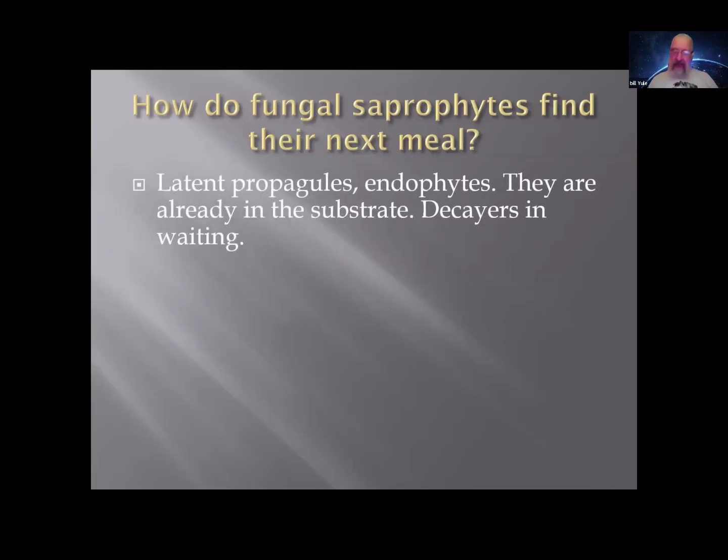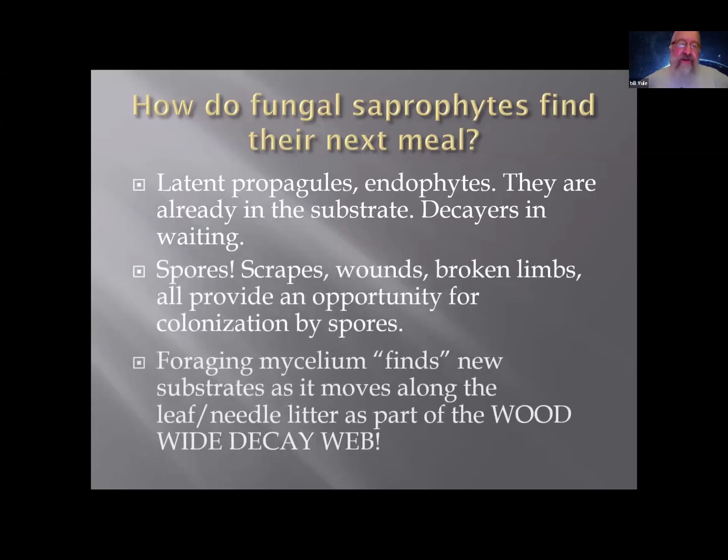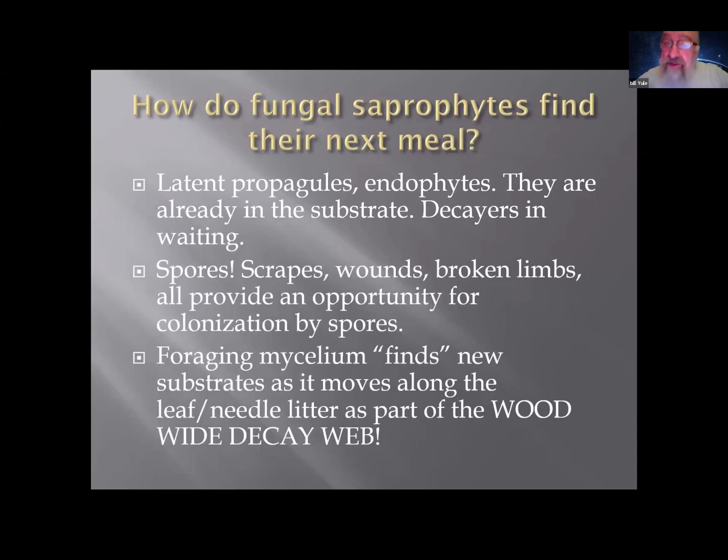So what happens, how does a fungus find its next meal, basically? Three ways, really. Latent propagules, what we talked about as endophytes, that's one way that a fungus gets to a new meal, new organic substrate. And then what we used to think was the main way, spores landing on a scrape or a wound or a broken limb, that's another way in which a decay fungus gets to a substrate.